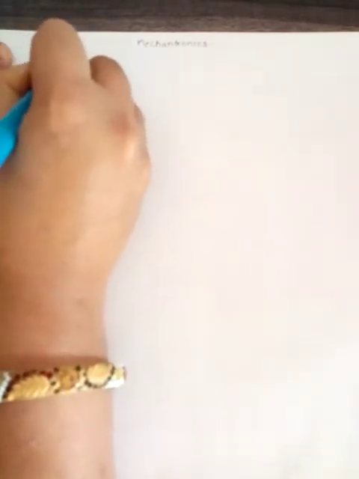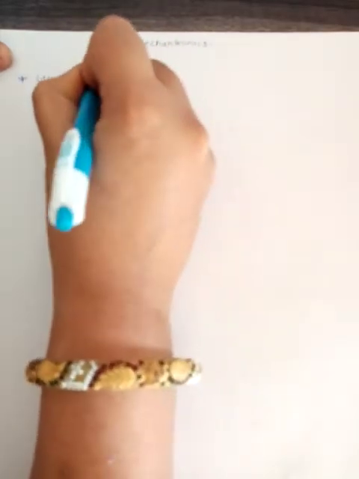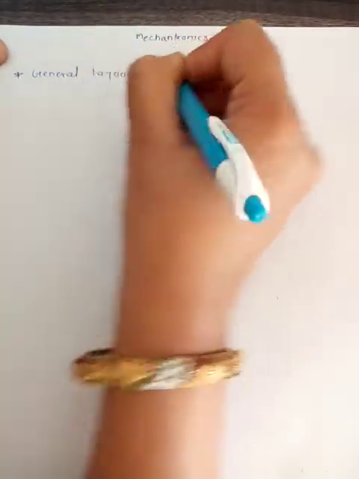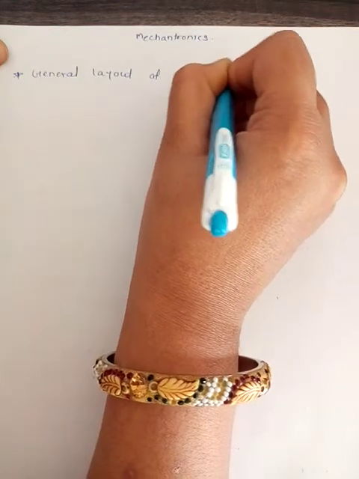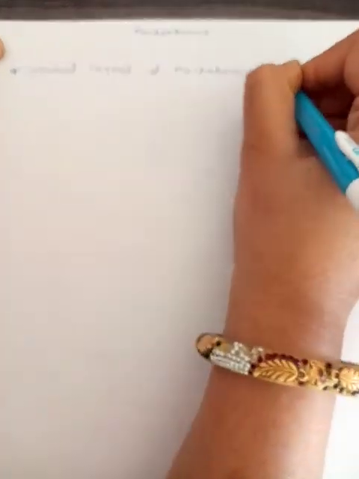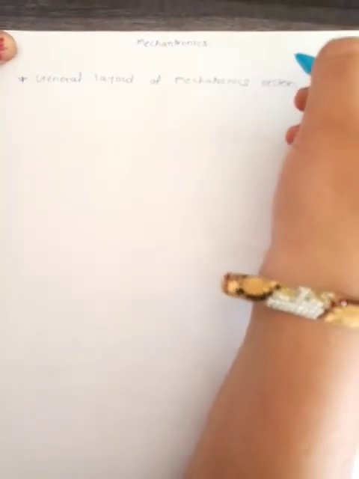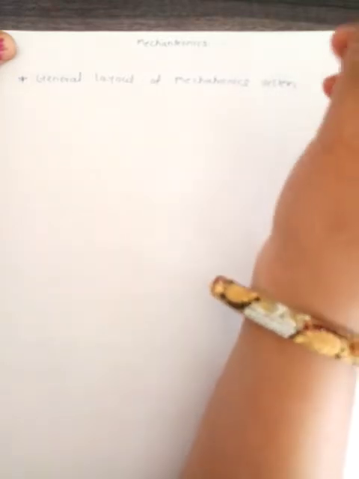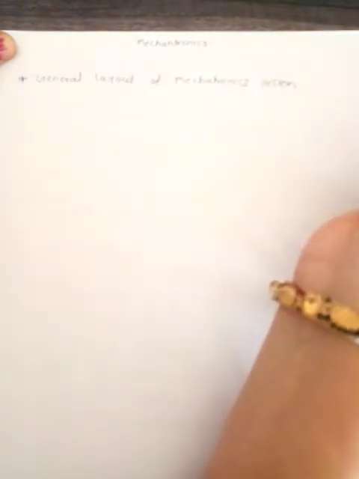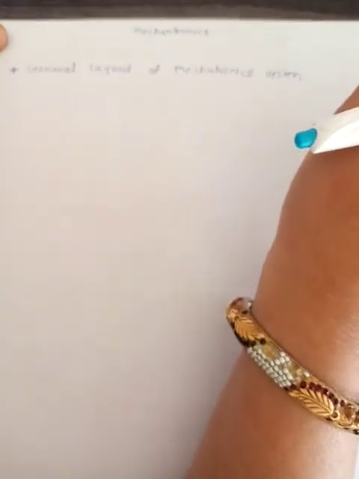Now in this video we see the general layout of the mechatronics system. What is the general layout of a mechatronics system? The parts used are the input sensor, input signal conditioning, digital control system, output signal conditioning, output display, sensor and mechanical actuator. Then how does it work?